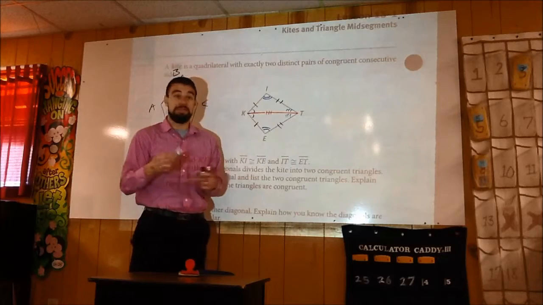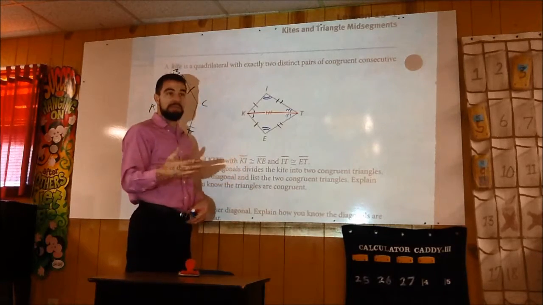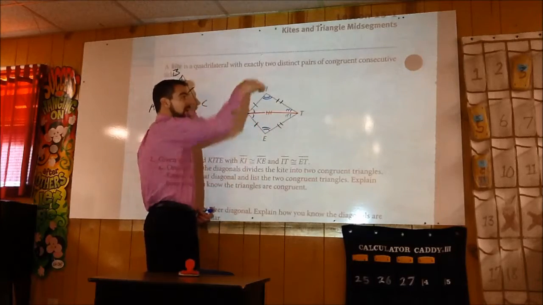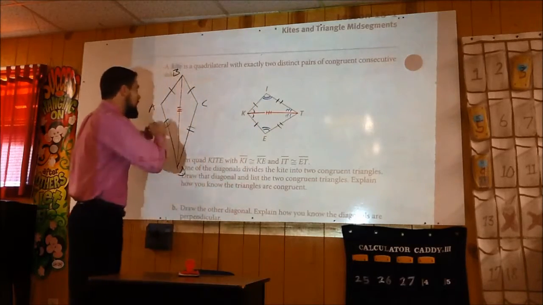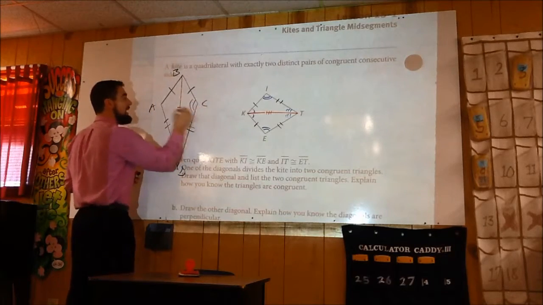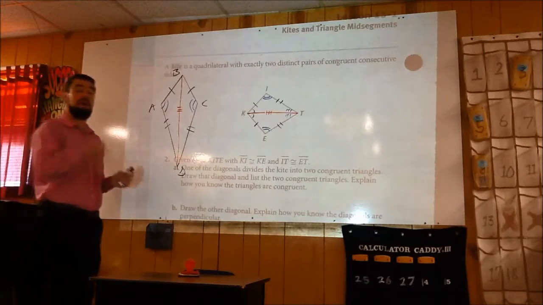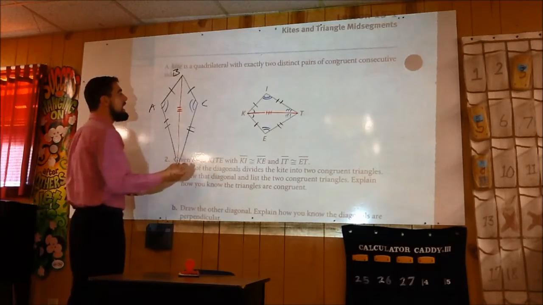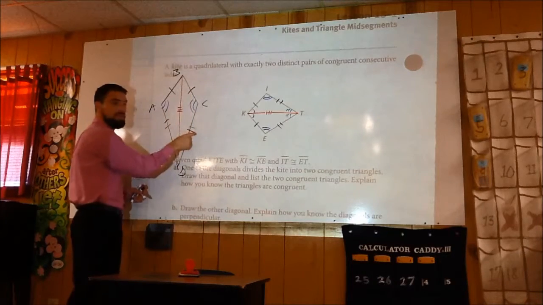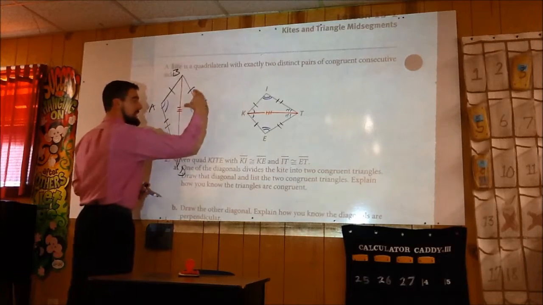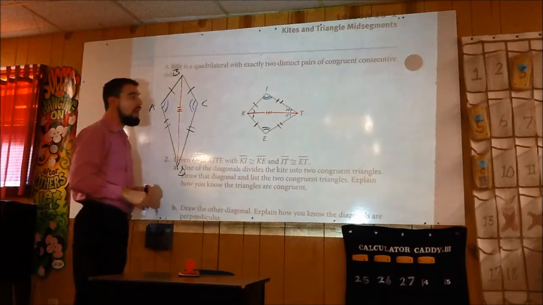CPCTC. This tells me a lot of information because I can now see that one pair of opposite angles, angle E and angle I, are what? They're congruent. That's always going to happen no matter what kite you have. One pair of opposite angles is going to be congruent, and it's the pair of opposite angles that are created by non-congruent segments. So this is not congruent to that segment. So that's the angle that's formed by non-congruent segments. Those will always be congruent.